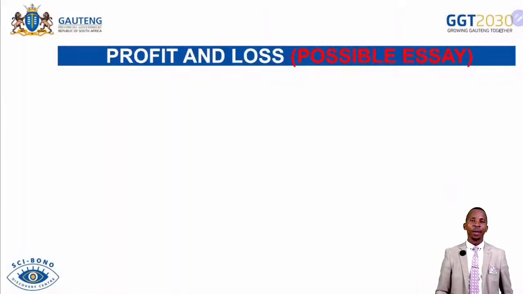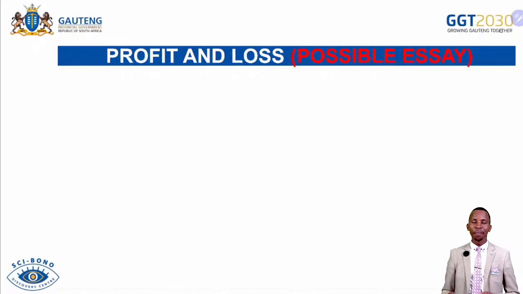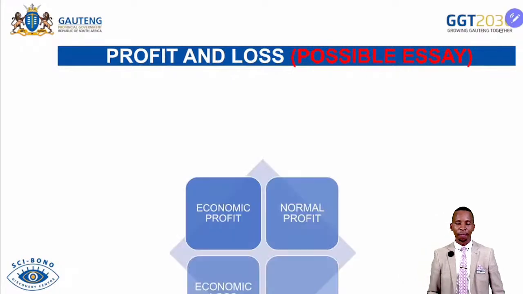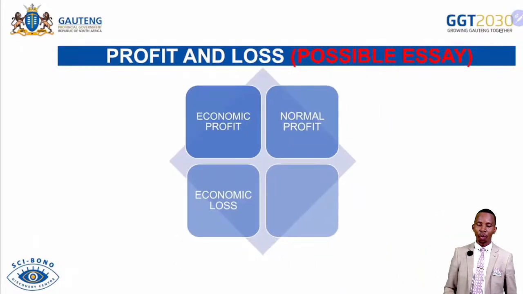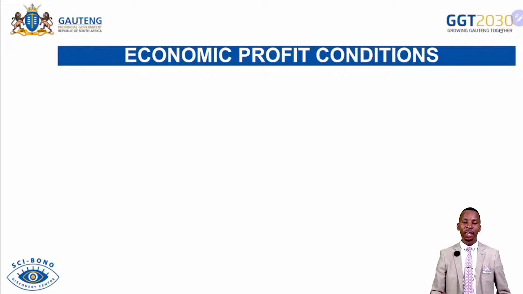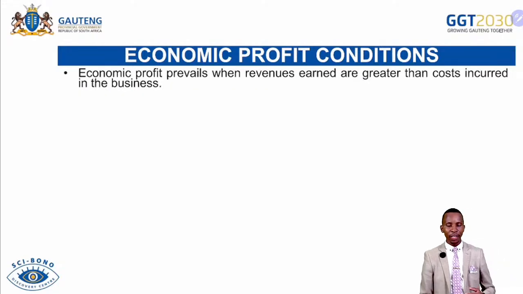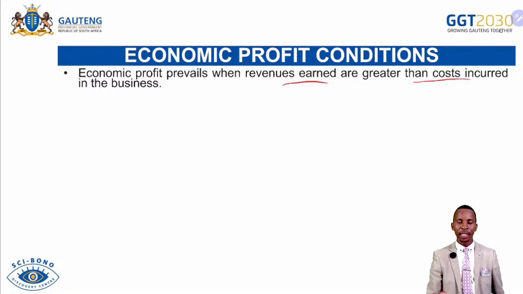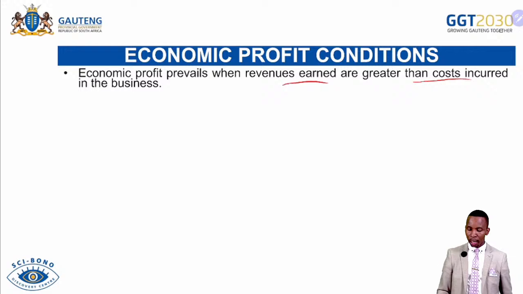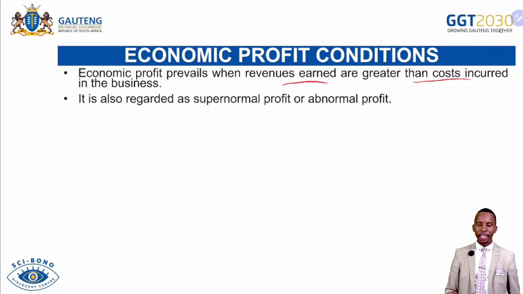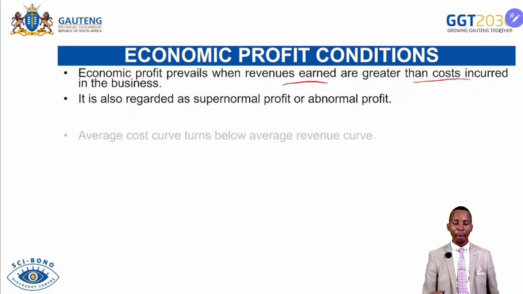And then we talk about the profit and loss. You can be asked in the form of an essay to discuss the equilibrium position for the firm under the monopoly. Then it is very important you know how to draw and explain economic profit, normal profit, and economic loss. They've been discussed under the perfect market, but they will come back again. Economic profit prevails when revenues are greater than the cost incurred in the business. Then that will lead to the economic profit. If average revenues are more than average cost, or total revenues are more than total cost, it is also regarded as supernormal profit or abnormal profit.